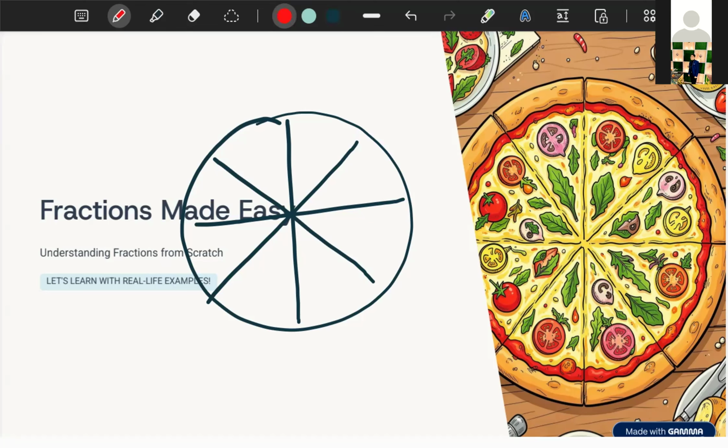Suppose I eat this slice, and this slice. Out of eight, I eat these three slices. Then how much pizza have I eaten?